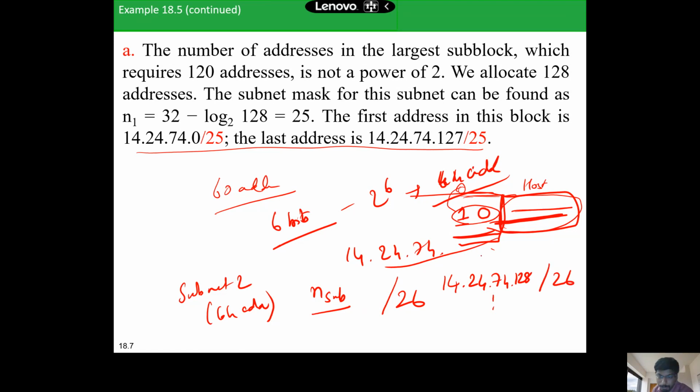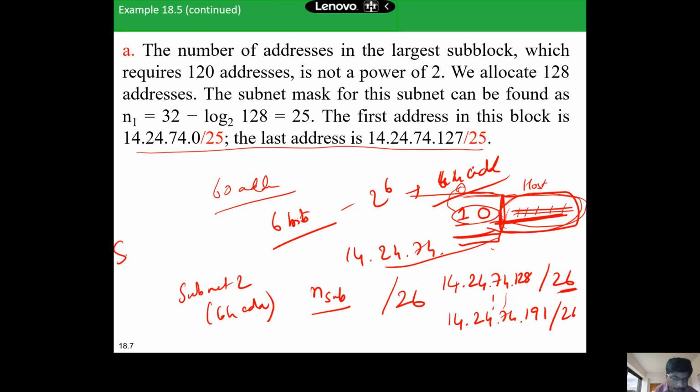The last address will be what? Set all the last 6 bits to ones. So if you set the last 6 bits to ones, it will be 63, if I'm correct. Yes or no? So all ones if you set the 6 bits. It will be 63 plus 128. The last address will be 14.24.74.191/26. So if you look here, we have 64 addresses for subnet 2, and your subnet prefix is /26.